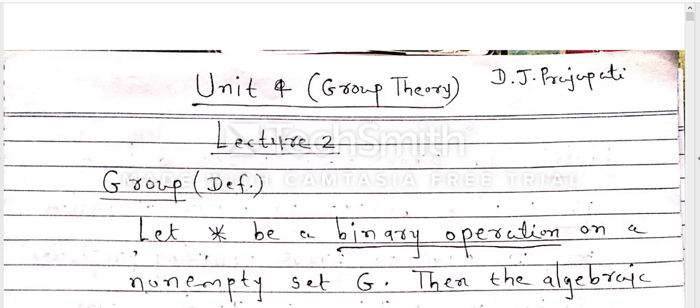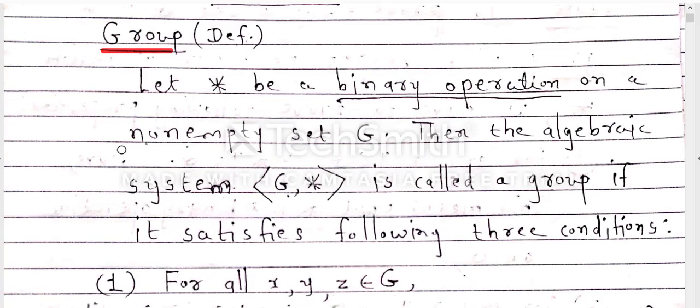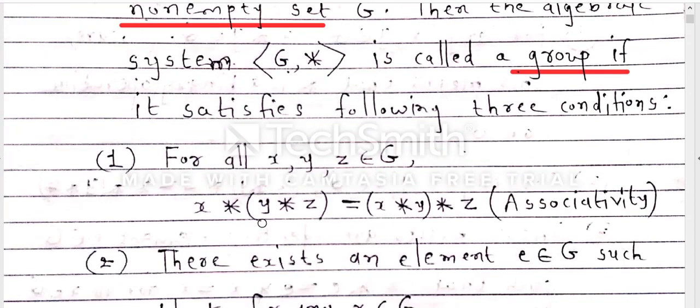Once you have understood properties of binary operations, then it is easy to understand what is a group. So let us see what is the meaning of group. Suppose star is a binary operation on a non-empty set G. Then this non-empty set G with operation star is called a group if the following conditions are satisfied.